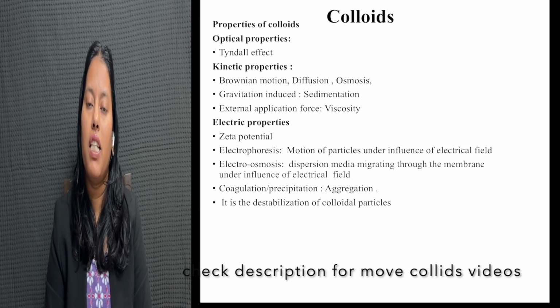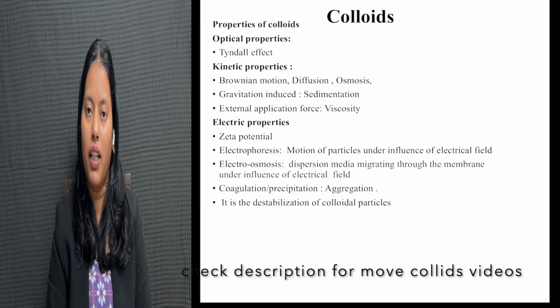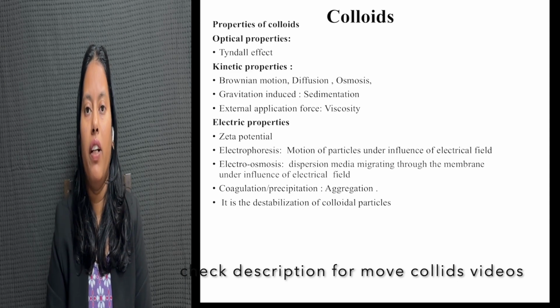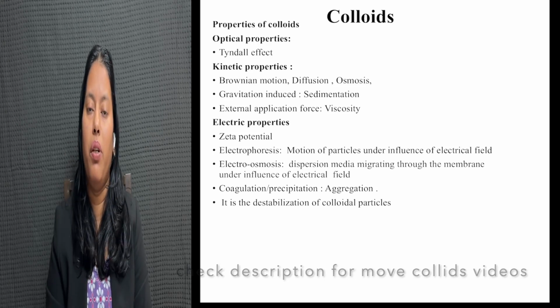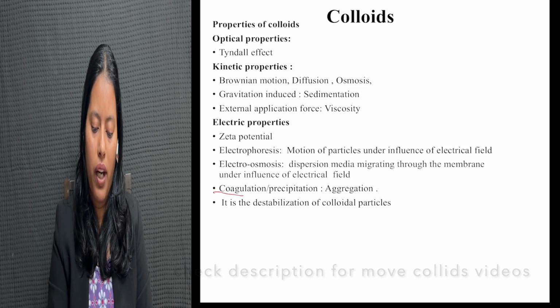Now, electrophoresis is the movement of colloidal particles under the influence of an electrical field, and electroosmosis is the movement of the dispersion media under the influence of an electrical field. Third, you have the coagulation property or the precipitation.